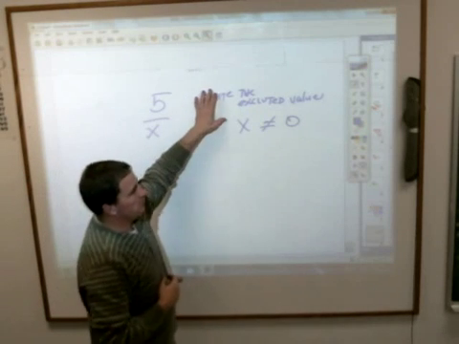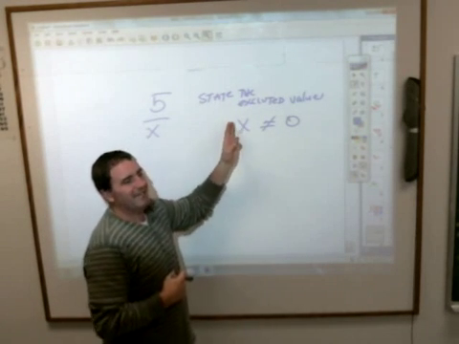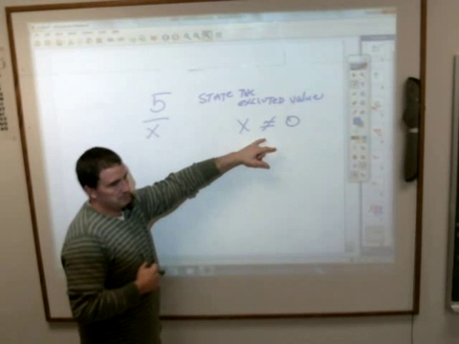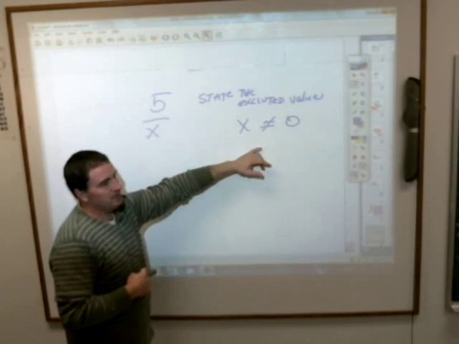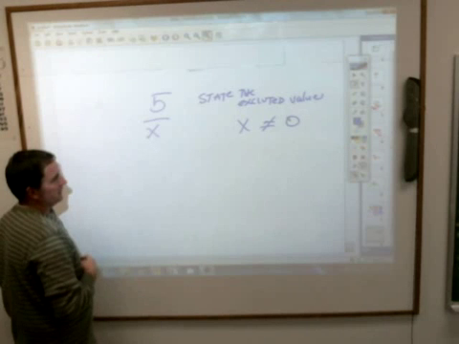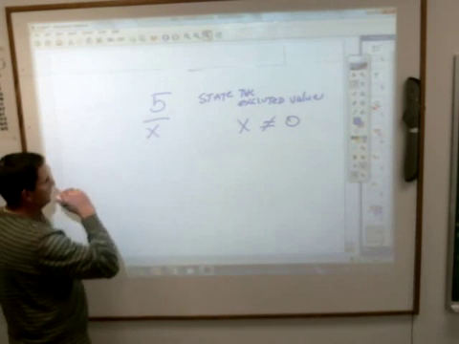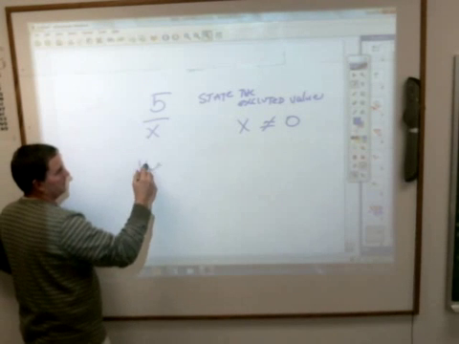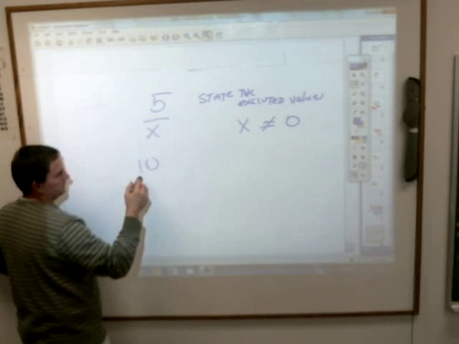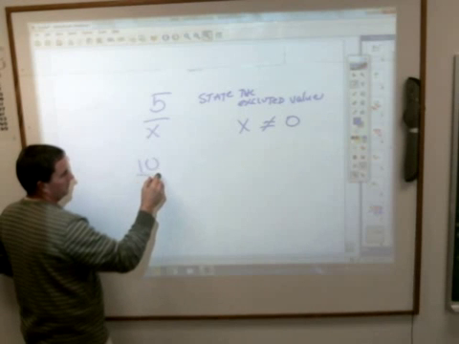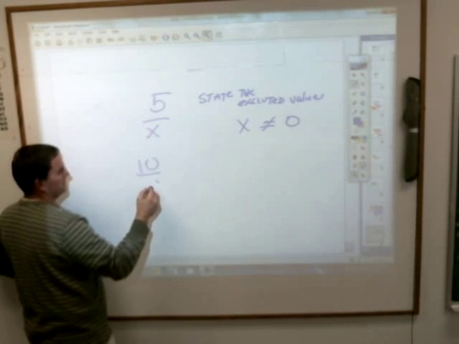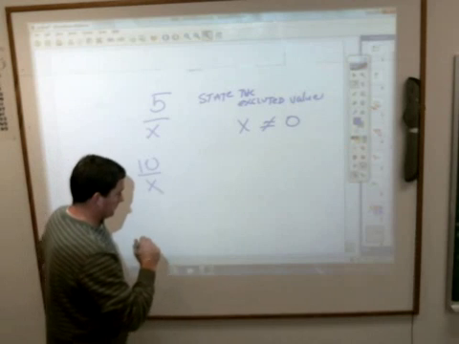So they'll say state what values x can't be. X could be any number but 0. Okay, because you cannot divide by 0. And they kind of go about it like this. Here's an interesting way to look at it. Let's say I just have 10 divided by x.